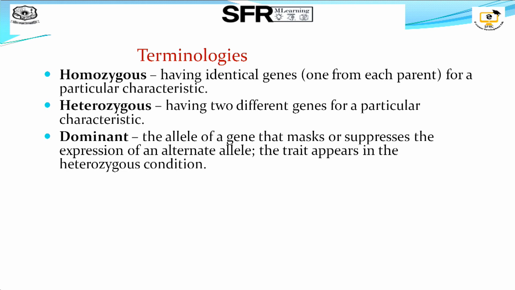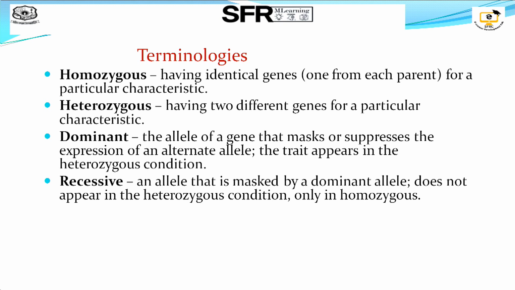Before that, you can know about the terms dominant and recessive. A dominant allele of a gene masks or suppresses the expression of an alternate allele, so the trait appears in the heterozygous condition. A recessive allele is masked by a dominant allele, does not appear in the heterozygous condition, and can appear only in the homozygous condition. For each character there will be a dominant character and a recessive character. Take the height of the plant: if it is 10 meters, it is a tall plant, and if it is 5 meters, it is a dwarf plant. Here tallness is the dominant character and dwarfness is the recessive character.